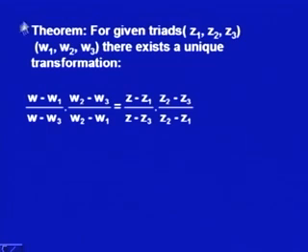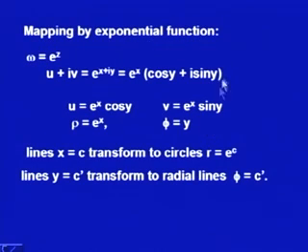There is one more theorem which is used to get the linear fractional transformation. We can specify 3 different points such that Z1 maps to W1, Z2 maps to W2, Z3 maps to W3, then there exists a unique transformation given by this expression. Again, the proof is not included. These are the mappings by simple functions.